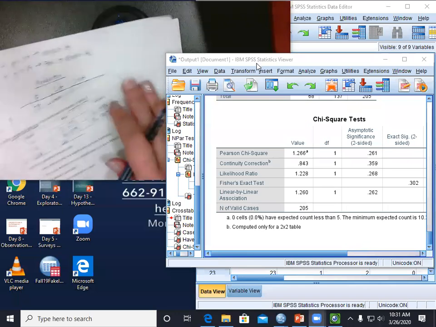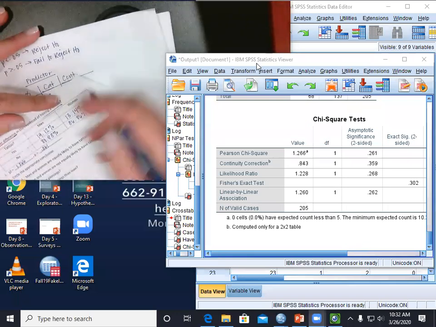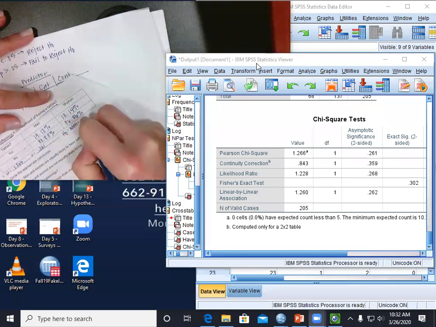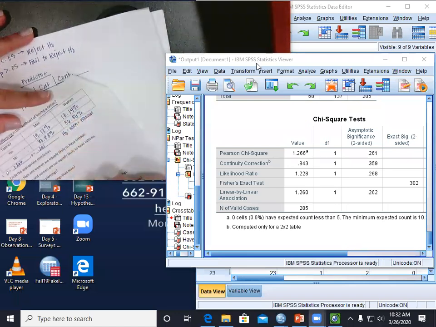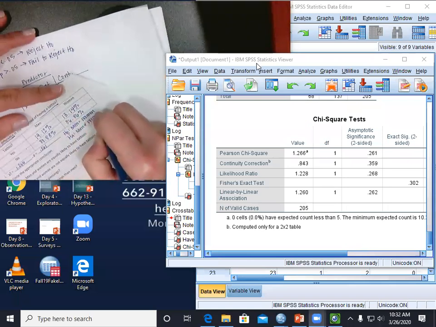Sorry, I didn't even write the null and alternative here. Don't worry, that's the same as class. I would have also forgotten to write this if we were in class. For this test, the null hypothesis is that the men are equal to the women when it comes to tattoo ownership. The alternative hypothesis is that men and women are not equal when it comes to tattoo ownership.